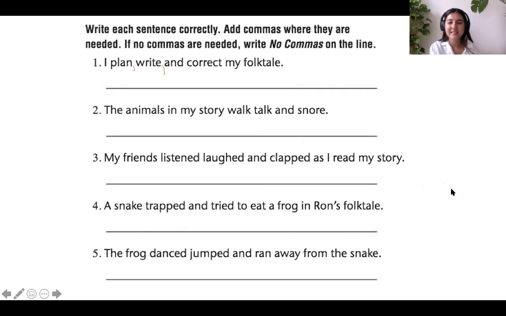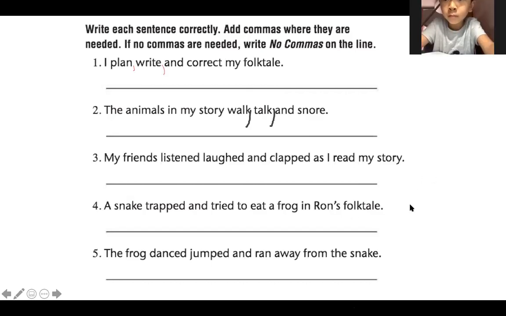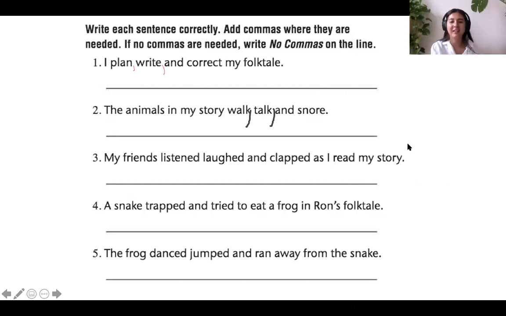Number 2, Sup, can you draw on my screen and fix that one for me? Good job. Well done. So now it says the animals in my story walk, talk, and snore. Lovely. Number 3, Nuna, can you fix that one for me, please? Good job. Well done, Nuna. My friends listened, laughed, and clapped as I read my story. Good job. Number 4, what do we think about that one, Mooney? No commas. Good girl. Well done. This one is all correct.